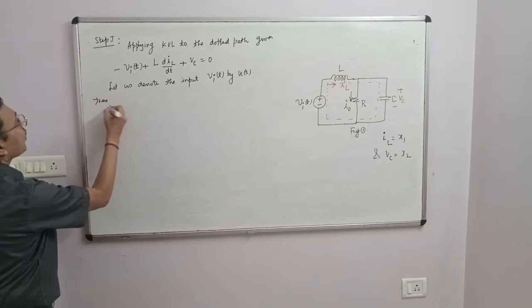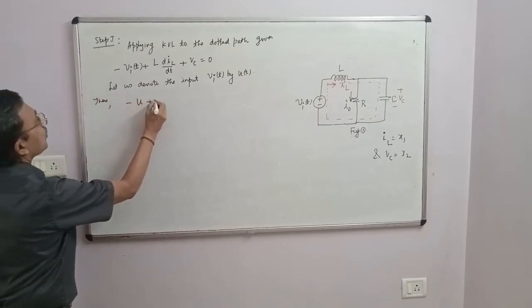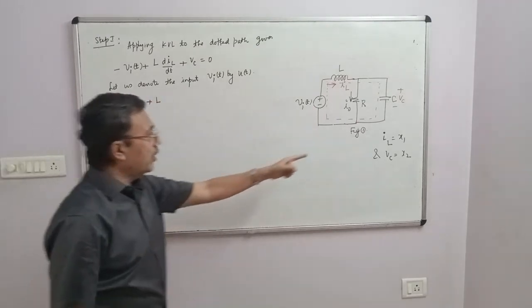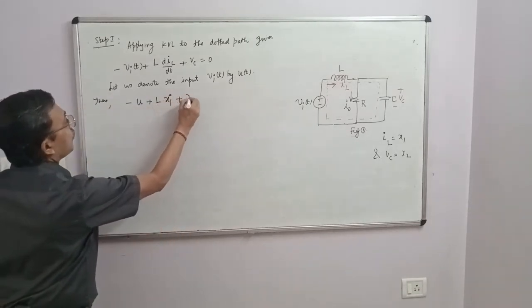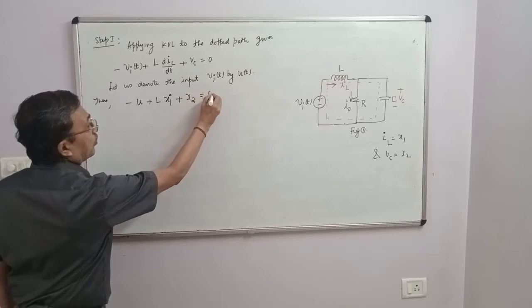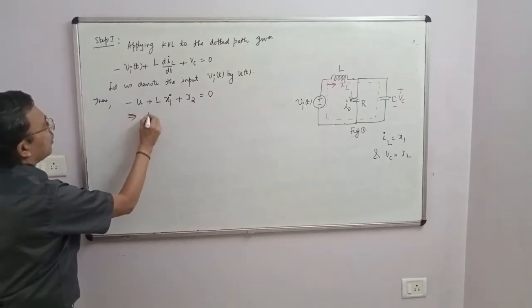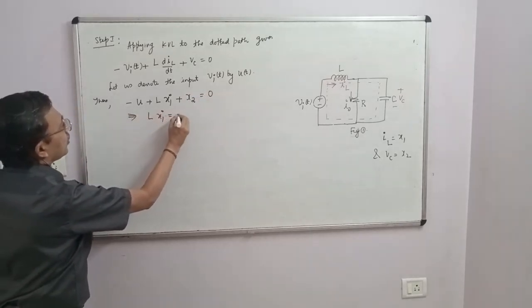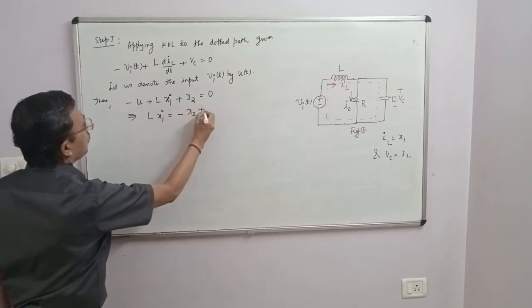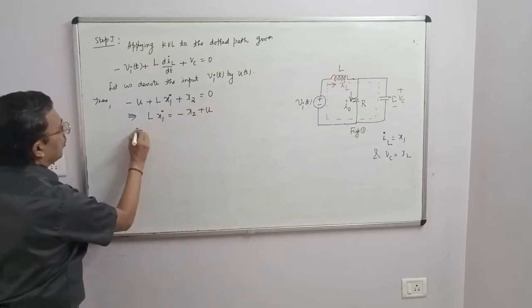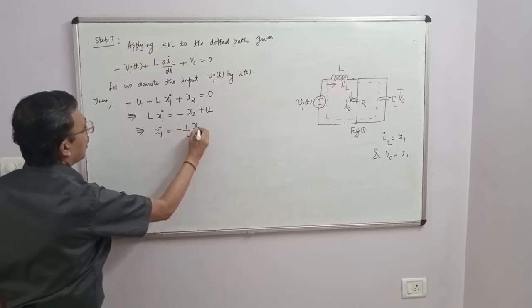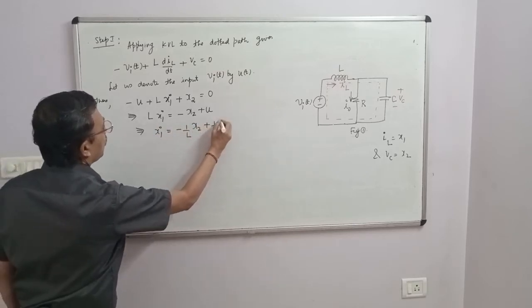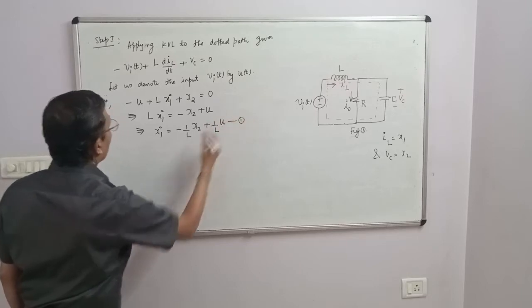Then minus U plus L. What is IL? IL is x1. So dIL by dt is what? x1 dot. Vc is what? x2, is equal to 0. This implies L into x1 dot is equal to minus x2 plus U. This implies x1 dot is equal to minus 1 by L into x2 plus 1 by L into U. Equation 1.